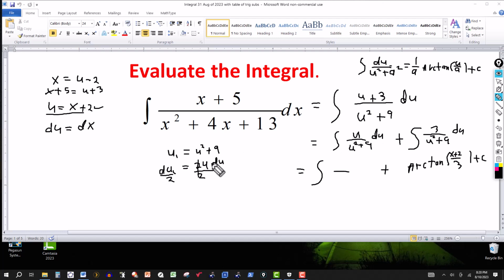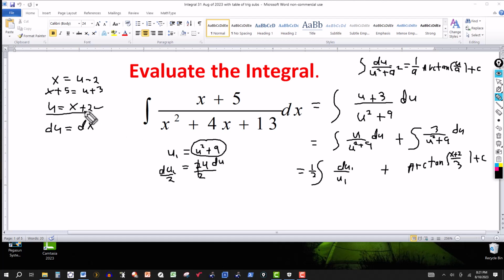So du can be replaced by du1 over 2. The denominator, u squared plus 9, is your u1. So this will be u1 here. And then the 1/2 is out in front. Again, the only difference, instead of du over u, it's du1 over u1, just to change the variable. So I don't use the same u. And of course, this is your formula for the natural log of u1. But what is u1? u1 is u squared plus 9.